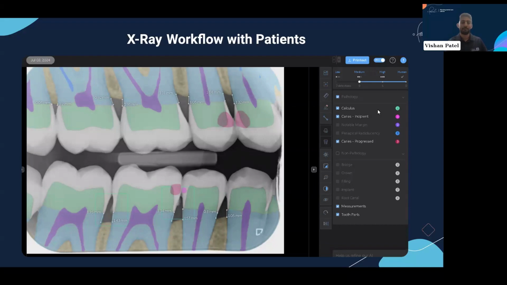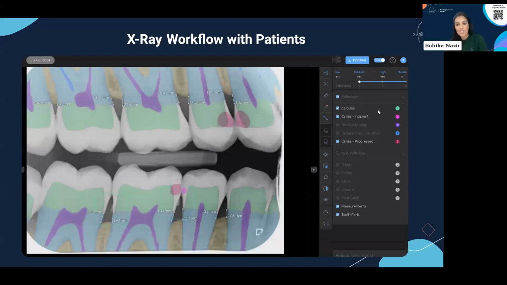But yeah, there's an array of tools. When I first got it, I was just messing around with all the tools, seeing what everything does, and playing around with it. But as soon as you've got it, it's honestly the most helpful tool really when showing a patient an X-ray.